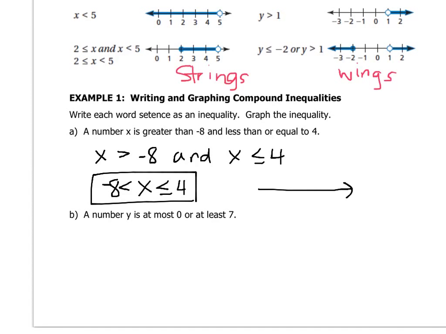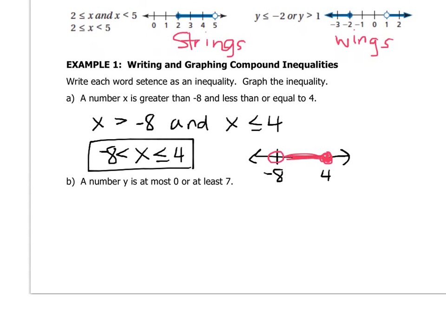And now we graph it, and because we're talking about an "and," it's going to be one of our strings. So it's going to be in between -8 and 4, with an open circle around -8 and a closed circle around 4.